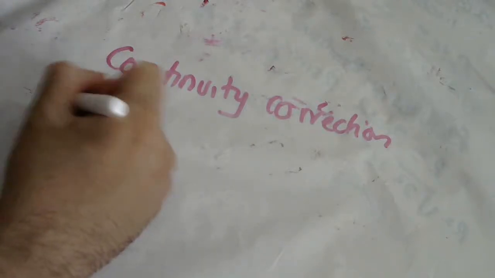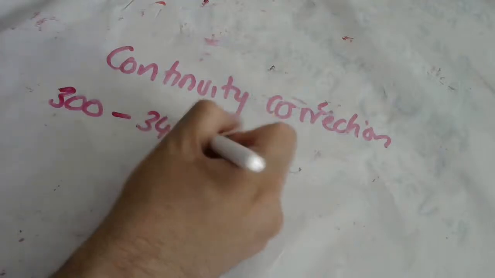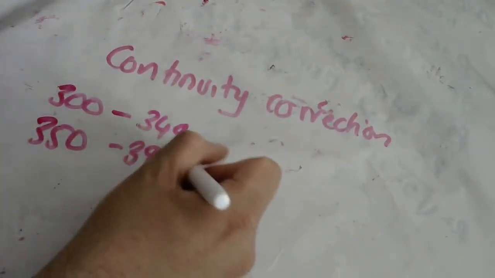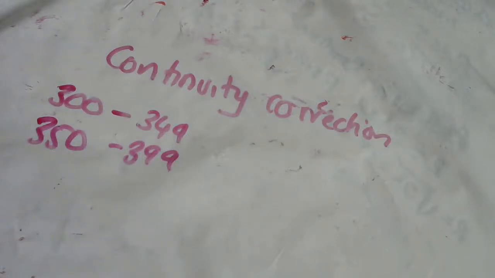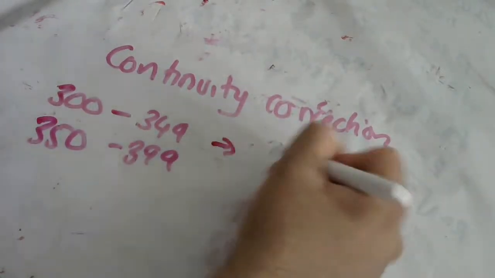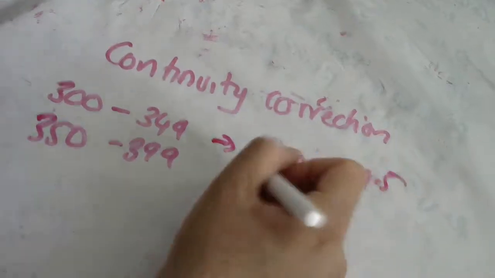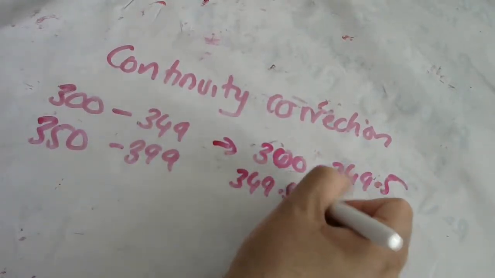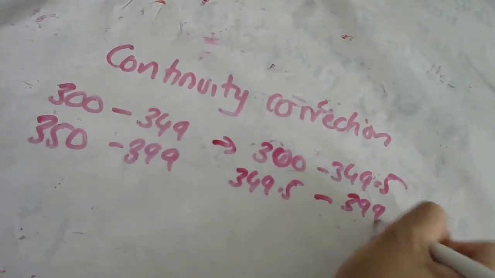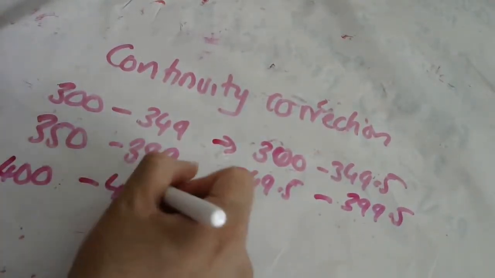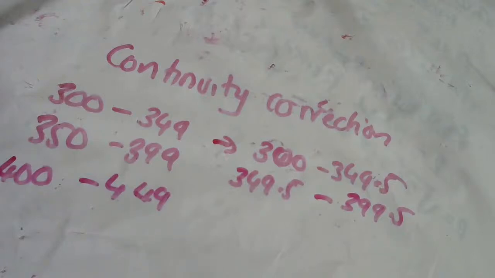So normally, for question 4, the first number is 300 to 349. Then the next one is 350 to 399. Obviously, that's not continuous. Why is that not continuous? Because there's a gap in the middle. Suppose you're 349.2, which one would you go in? So the continuity correction for this is 300 to 349.5. And from here, 349.5 to 399.5. And so on and so forth. So the next one is 400 to 449. It's basically adding 0.5 in both directions in order to make sure there's no gaps.